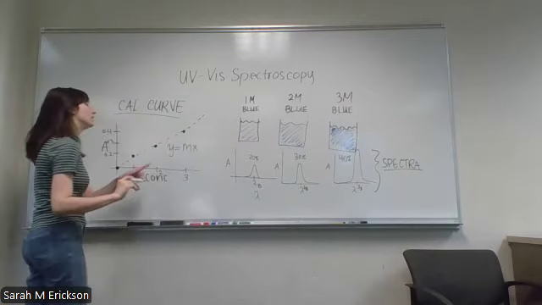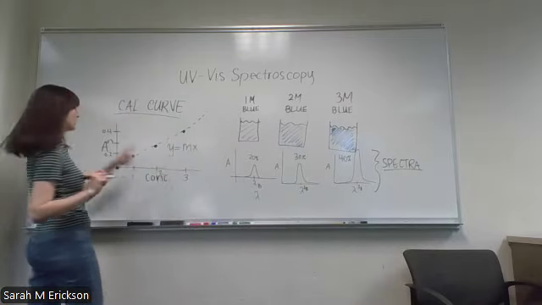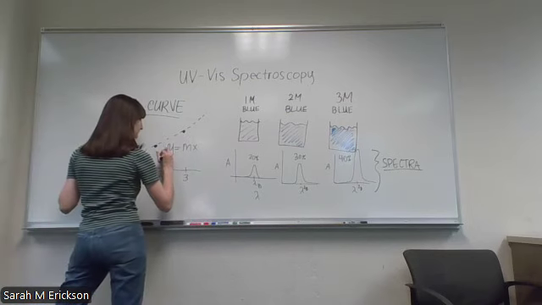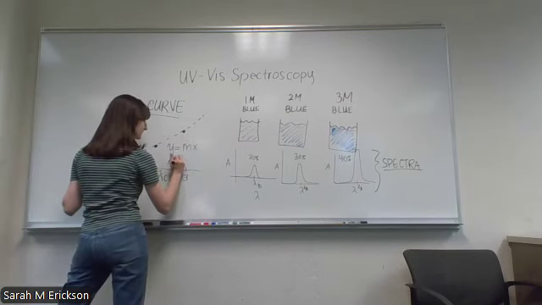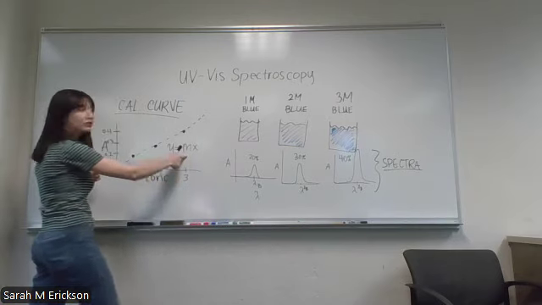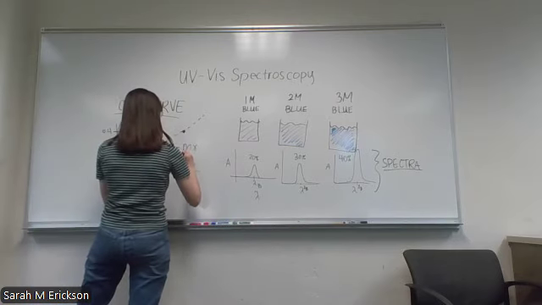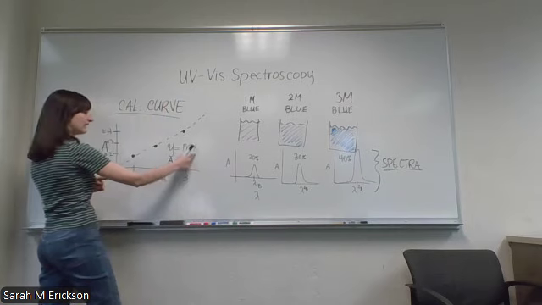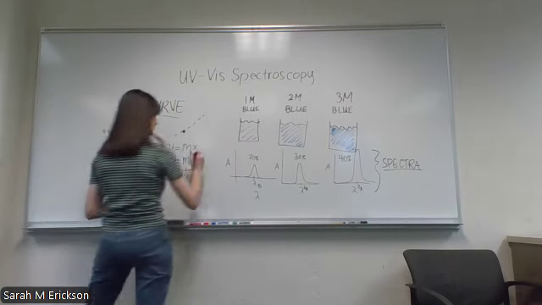So remember, y here on our y-axis is absorbance. We have absorbance. M is just your slope. So that's going to be some number. I'm going to leave it as m. And x is going to be your concentration.